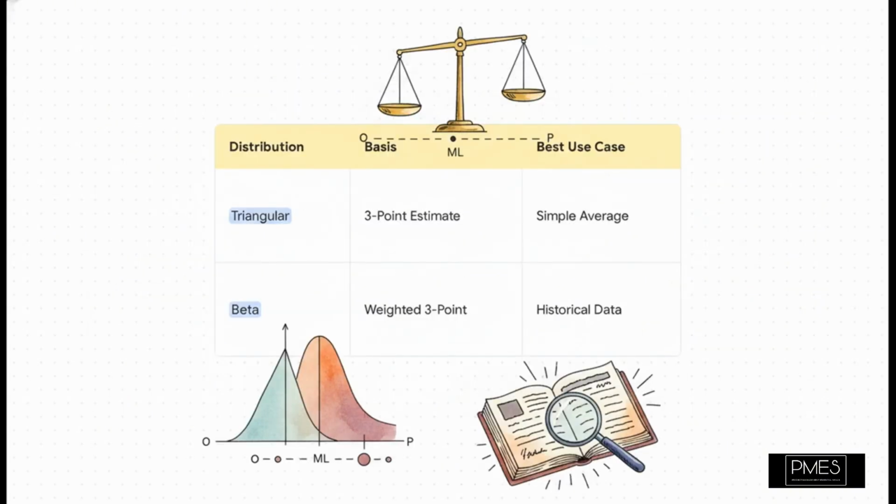Okay, so we generally use two main types here. First, you've got the triangular distribution. This one's pretty straightforward. It just uses your 3-point estimates: optimistic, most likely, and pessimistic, and kind of averages them out. But then you have the beta distribution. This one's a little smarter. It gives more weight to that most likely number, which makes it way more accurate, especially when you have good historical data. The whole point is to reflect how things actually work, with all their variability, instead of just clinging to a single hopeful guess.